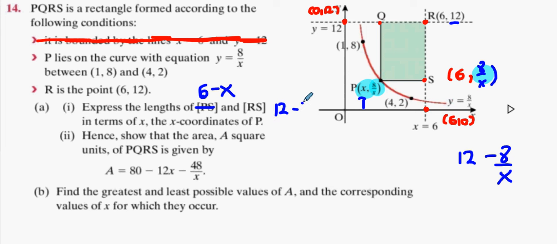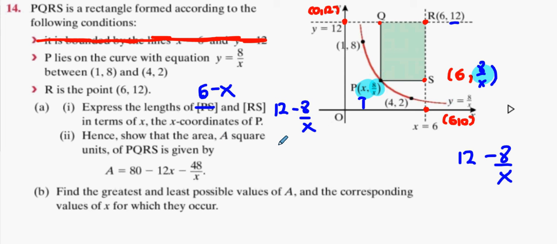And oddly enough, I think we might know enough now to get the area of that rectangle. Show that the area of PQRS.